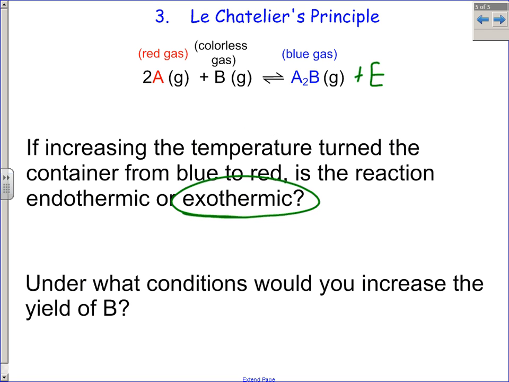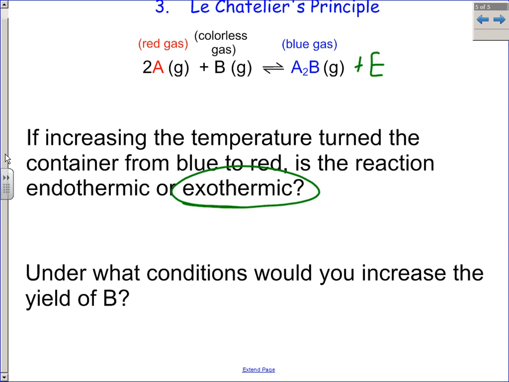Now, let's take a look at the bottom situation here. Under what conditions would you increase the yield of B? Once again, this is not such a simple left-right question. You've got to figure out what's going on left-right in terms of a shift and apply that to the situation. So it's a little more complex. Now, the goal in this case is to increase the yield of B. So that means we want to make more of this substance. So what can we do to get more B?